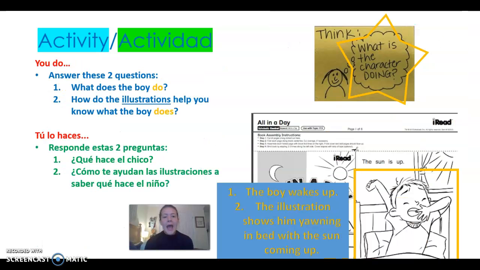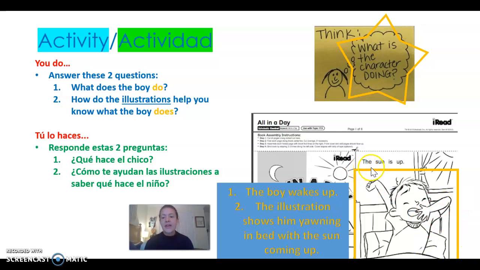So, after you read All in a Day, you're going to answer two questions. The first question is, what does the boy do? Or what are his actions? And the second question is, how do the illustrations or pictures help you know what the boy does or what his actions are?